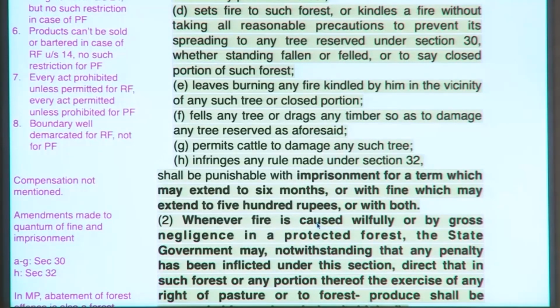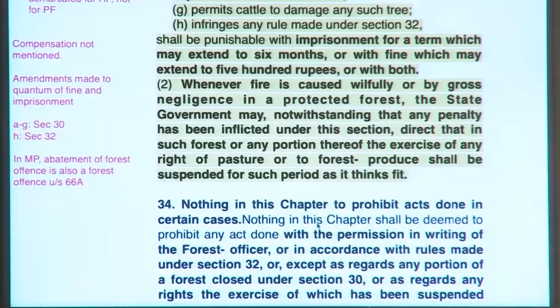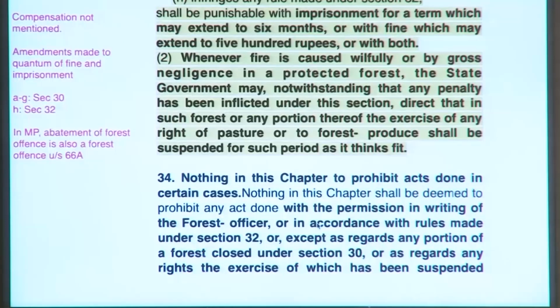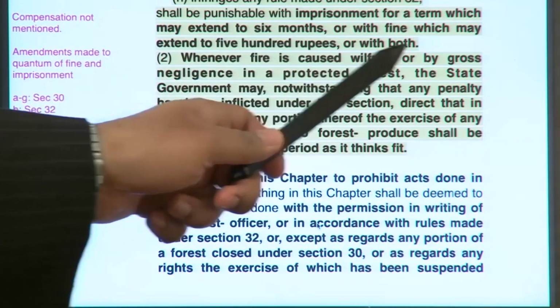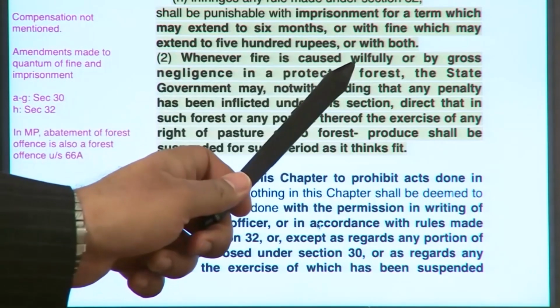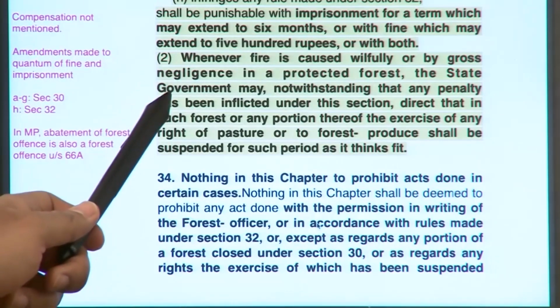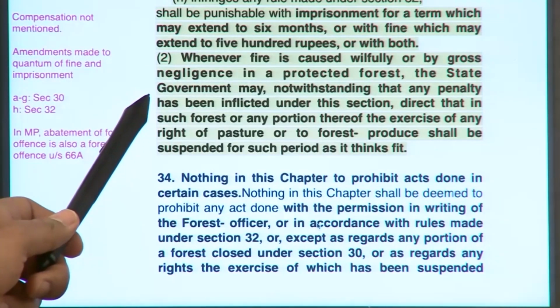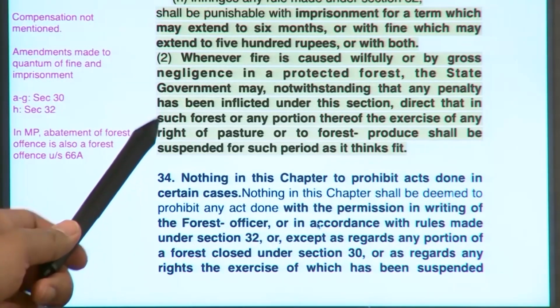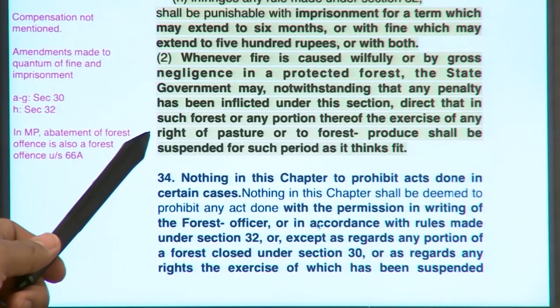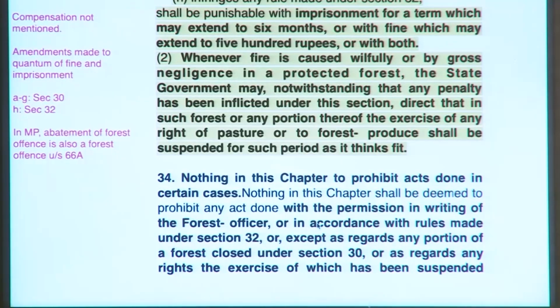So, all of these are also prohibited activities, and penalties have been designated for these prohibited activities. And whenever fire is caused willfully or by gross negligence in a protected forest, the state government may, notwithstanding that any penalty has been inflicted under this section, direct that in such forest or any portion thereof, the exercise of any right of pasture or to forest produce shall be suspended for such period as it thinks fit.